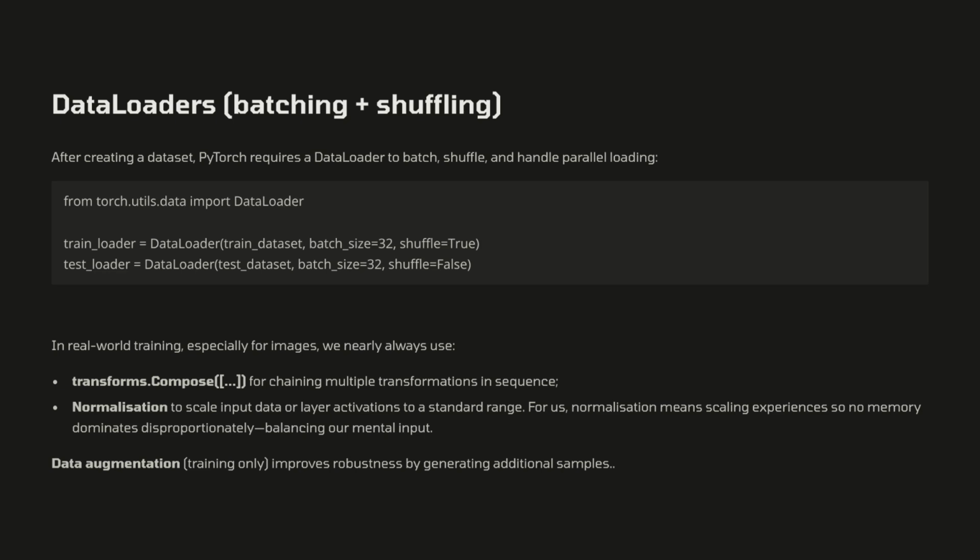Data augmentation, training only, improves robustness by generating additional samples. In our mind, augmentation means creatively reinterpreting experiences to build resilience, just as we expand image datasets with rotations and flips. Batching and shuffling teaches us flexibility and attention.